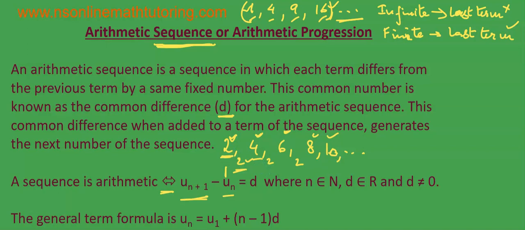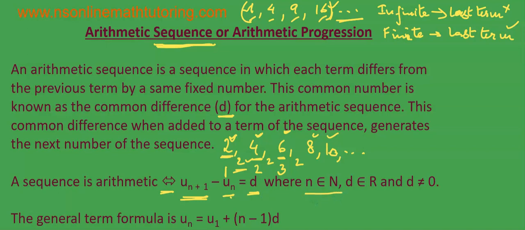For the second term, it is term number 2. So n is equal to 2 and the value of the second term, or u2, is equal to 4. This is the third term, so n is equal to 3 and u3 is equal to 6. Okay, now you understand the difference between un and n. So u(n+1), that is the next term, minus un, that is the previous term, is equal to the common difference d.